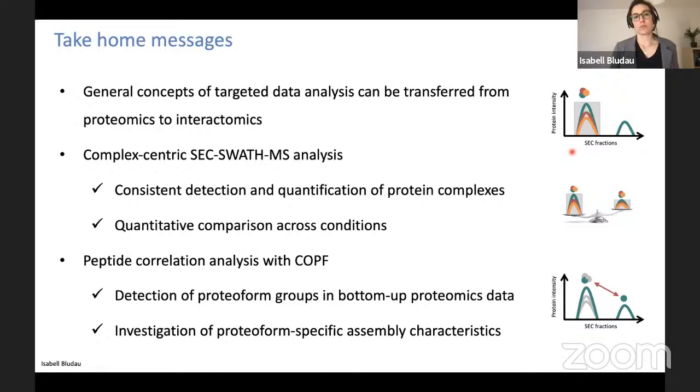I introduced you to the general concepts of targeted data analysis and how they can be transformed from proteomics to interactomics. And I hope I could show you that SAGA is a very great strategy in combination with complex-centric analysis to get consistent detection and quantification of complexes, even across different conditions. And finally, I showed you the correlation-based COPF analysis, which can allow you to look at proteoform groups in bottom-up proteomics and investigate proteoform-specific assembly characteristics.